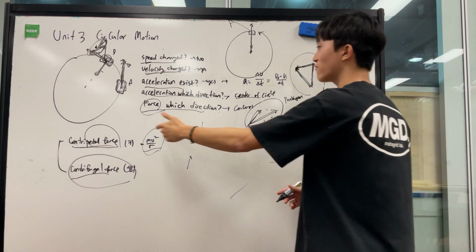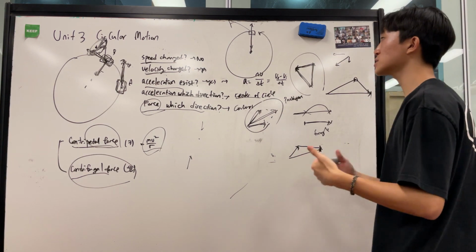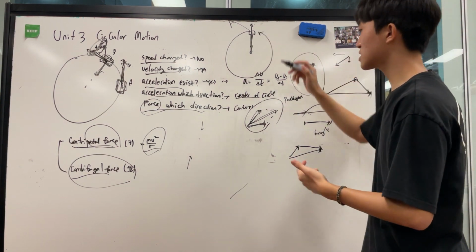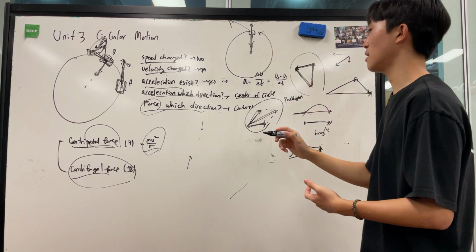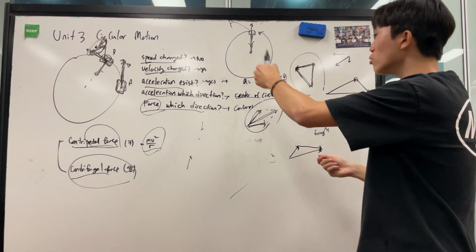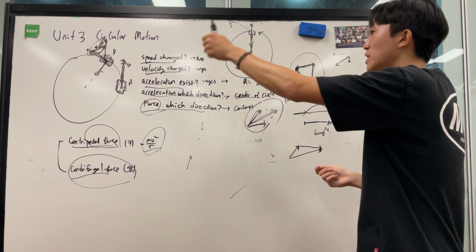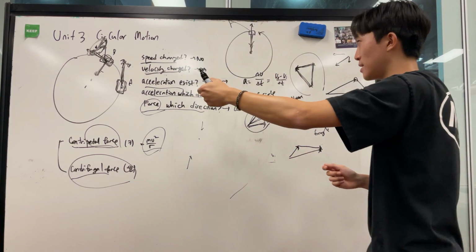And this centripetal force can appear in various different ways. In this situation, the centripetal force is present as the tension. Your string is pulling the block towards the center so that it just doesn't fly out of the orbit.